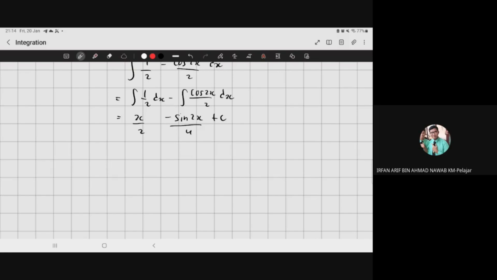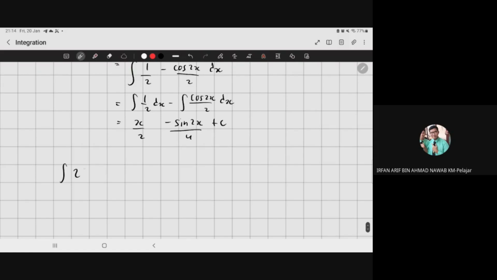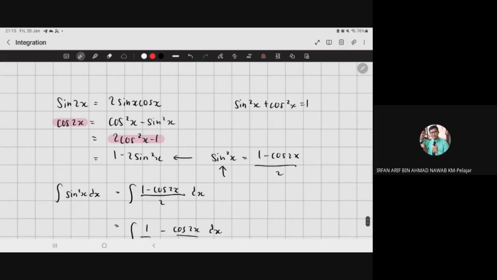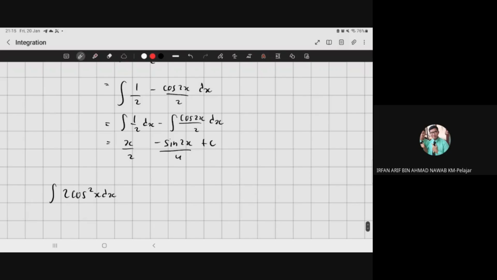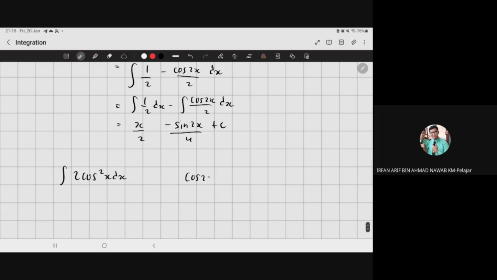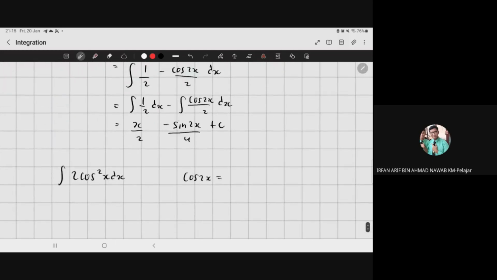Okay, so the second question we have here wants us to integrate cosine square x dx. Now, let us recall this formula here. Let us write down first, and then we derive the formula based on our integral here. So cosine 2x is equal to 2 cosine square x minus 1.